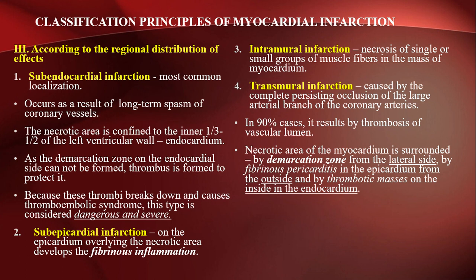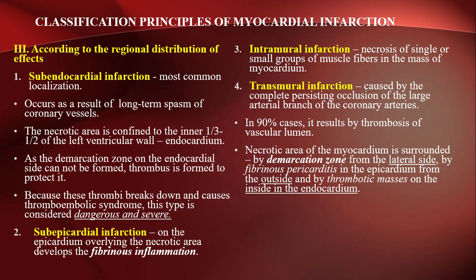Subendocardial infarction, the most common localization, occurs as a result of long-term spasm of coronary vessels. The necrotic area is confined to the inner 1/3 or half of the left ventricular wall, the endocardium. As the demarcation zone on the endocardial side cannot be formed, thrombus is formed to protect it. Because this thrombus breaks down and causes thromboembolic syndrome, this type is considered dangerous and severe.